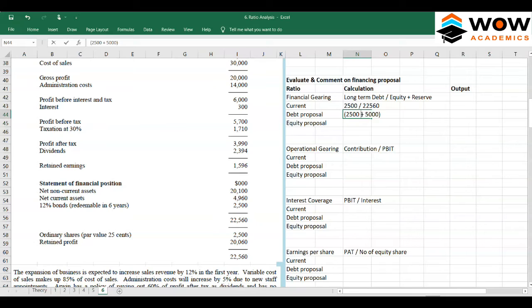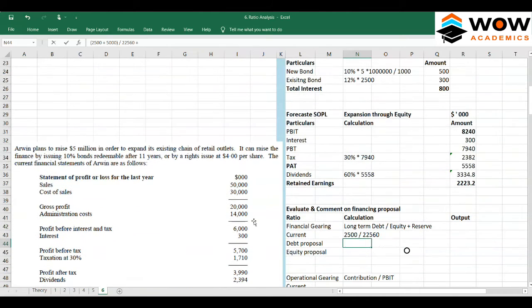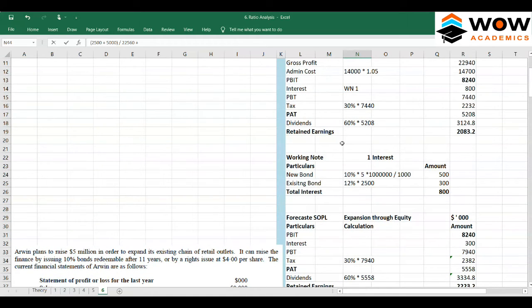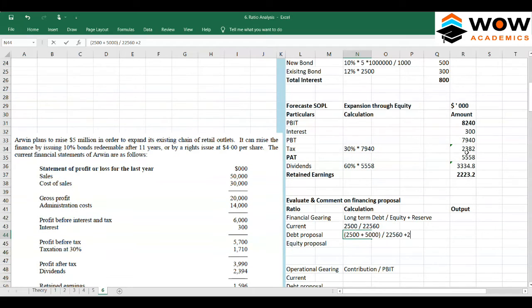Divided by equity. So equity will be different again. It will be 2500 plus, or else we can put it as the same number, 22,560 plus the current amount that is coming from the reserve. So if it's going to be debt, then we have to get it from the debt area. So it is 2083.2. So that's about the debt proposal.